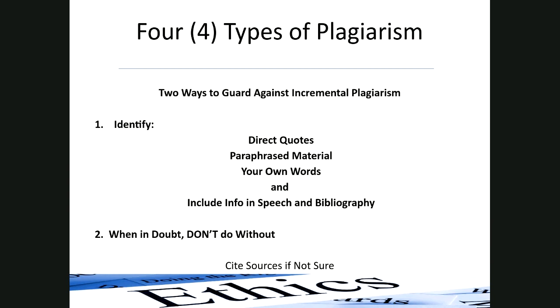Now, there are two ways to guard against incremental plagiarism. Number one, you want to identify direct quotes, paraphrased material, and your own words, and include the info in the speech and the bibliography. Okay? And when in doubt, don't do without. If you're not sure, put it in there. Cite it if you're not sure. But when you make your notes up when you're doing work, just write on the side, direct quote, so you'll know this is something I have to make sure I mention and cite.